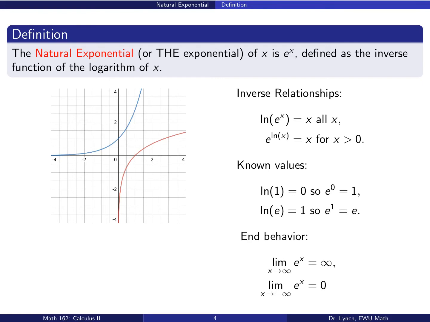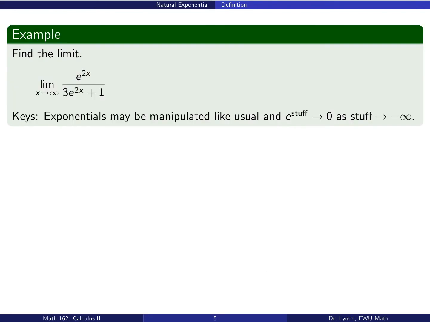And finally, the end behavior here: the exponential function goes to infinity as x goes to infinity, and the exponential function goes to 0 as x goes to negative infinity. So we'll see how to use this end behavior in order to evaluate a couple limits.